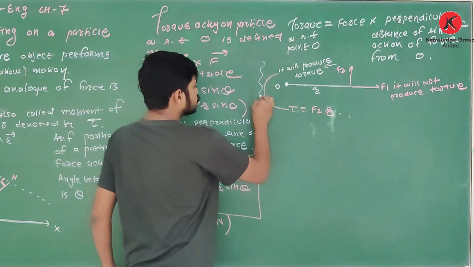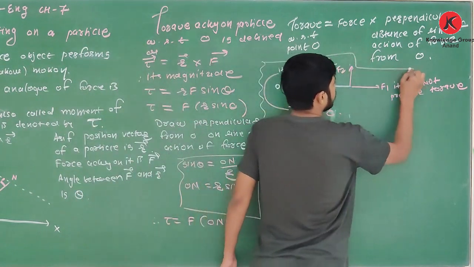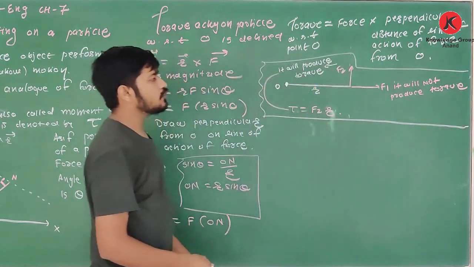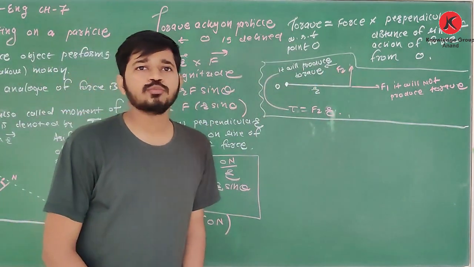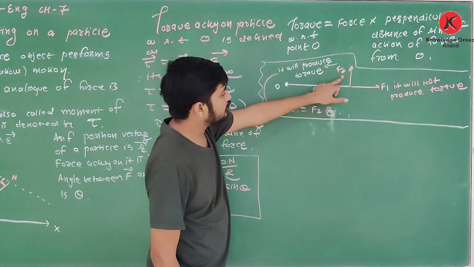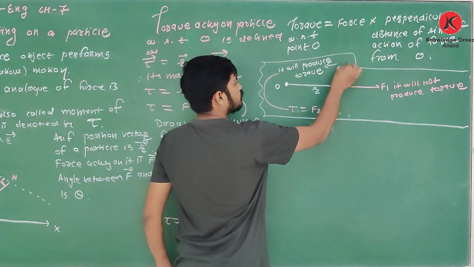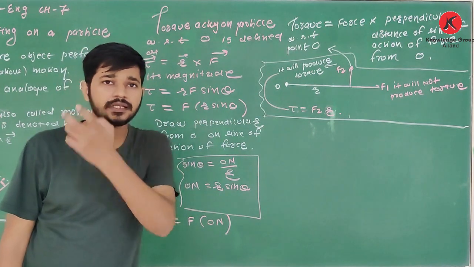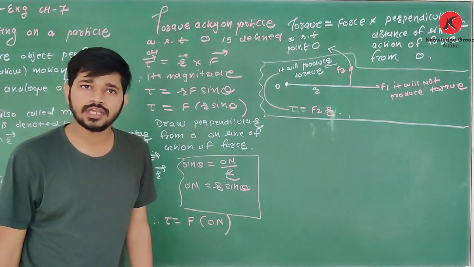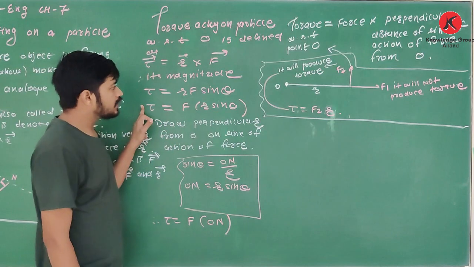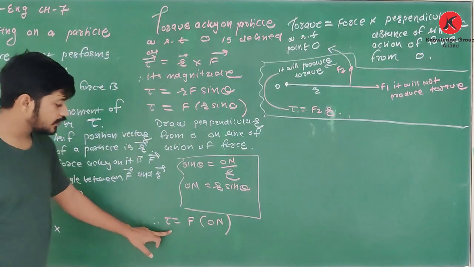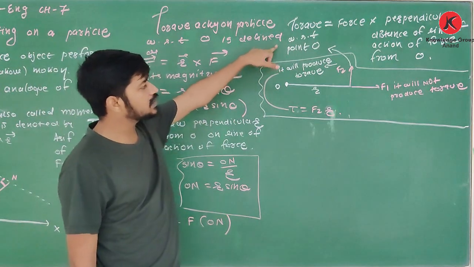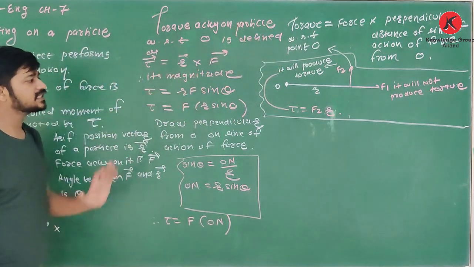So yes, it is one example. Due to these forces torque is produced and it will perform rotational motion. If this force F2 is applied in this direction, it will perform rotational motion in this direction. Clear about this? Okay, so yes, it is the definition of torque acting on a particle. You have to remember this equation. It is the most important thing of this chapter.